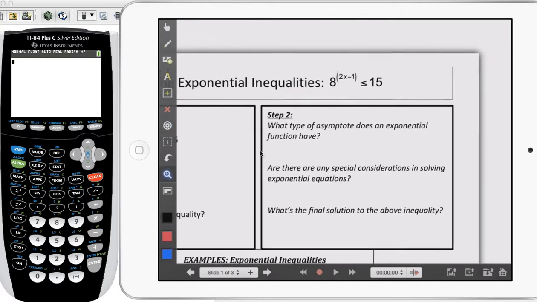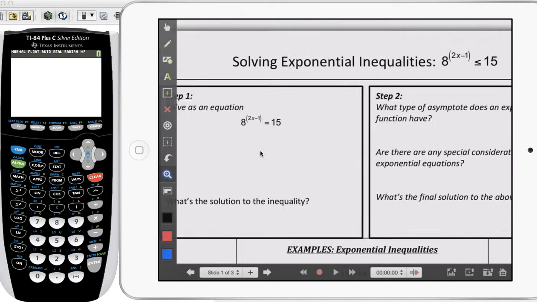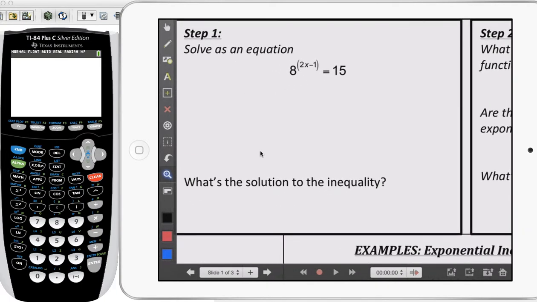To do that, first of all, think of it as an equation and solve it as an equation. Remember, when we're solving an exponential equation, we have to change it to log form. Now, remember that the 8 is the base, so it becomes a subscript. The argument is 15, so it goes inside the log, and the answer of the log is going to be my exponent. So log of 15 base 8 is equal to 2x minus 1.